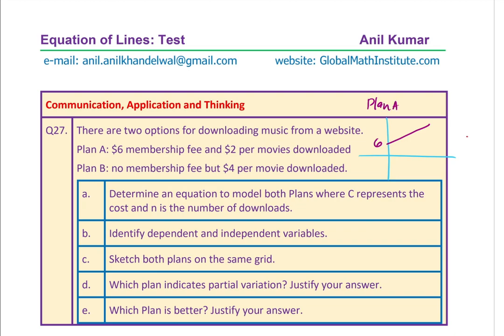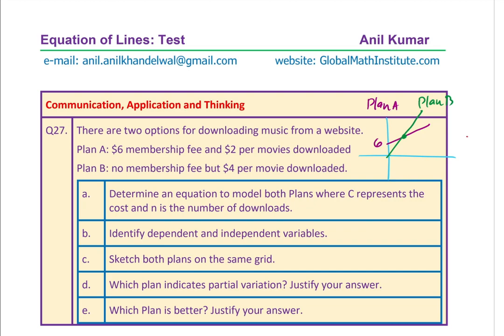Let me use another color for plan B, which is no membership, but $4. So it's steeper, right? That is plan B. So when you graph, there will be some point of intersection where it is going to cost the same. But beyond that, plan B is expensive. Before that, plan A is expensive. So figure this out, okay?